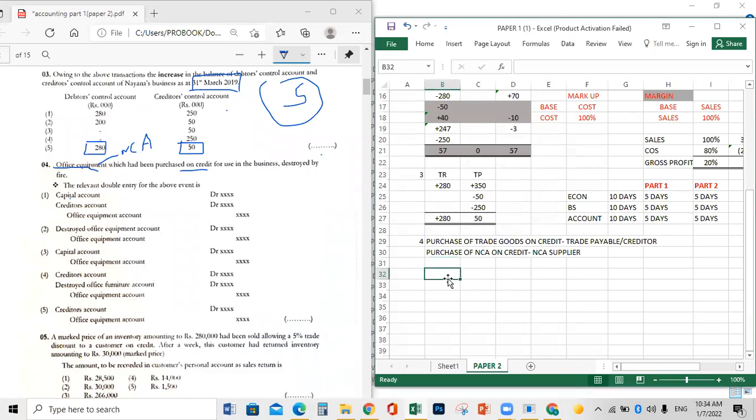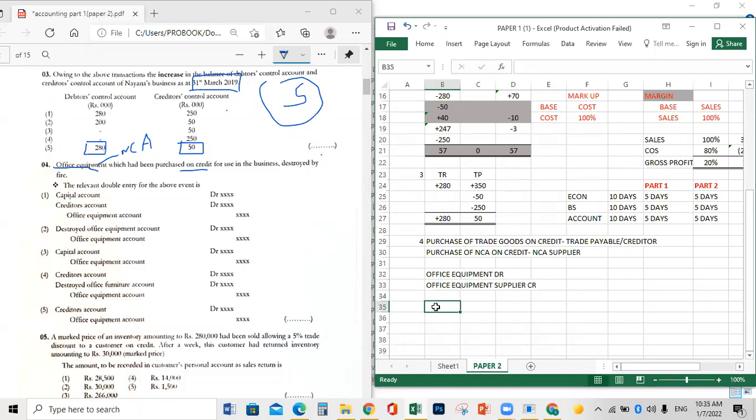Now see, you're purchasing office equipment on credit. So office equipment is a non-current asset. So you will debit your office equipment, and then you will credit your office equipment supplier. This is not the question, I'm just telling here. Office equipment supplier, you will credit. This is where you purchase office equipment on credit.